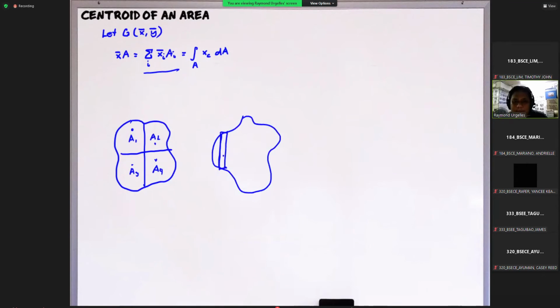So alam naman natin na pag vertical strip, sobrang nipis niyan. So kaya yung length lang yung pagbabasehan natin sa centroid. Nandun siya sa pinakagitna. Okay? Nakuha ba? So, or we can even use double integration.